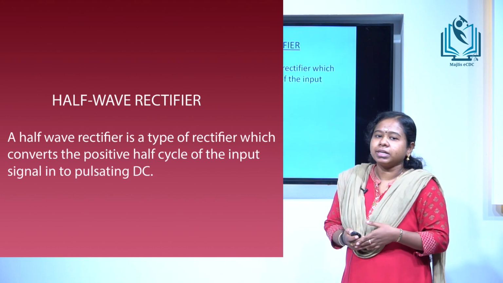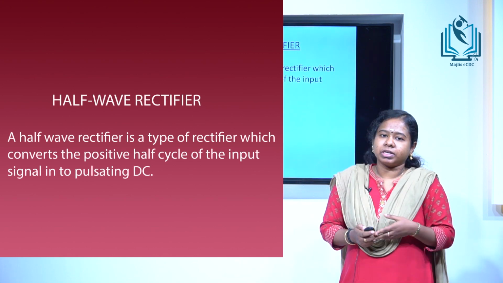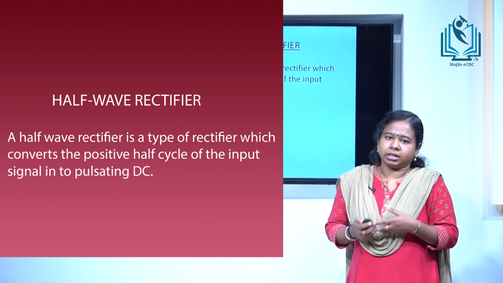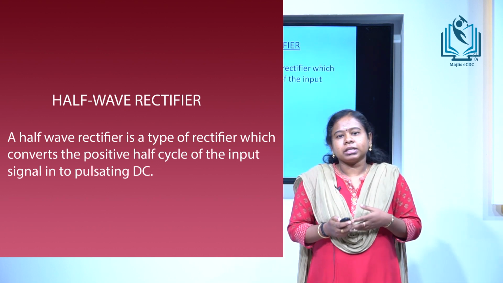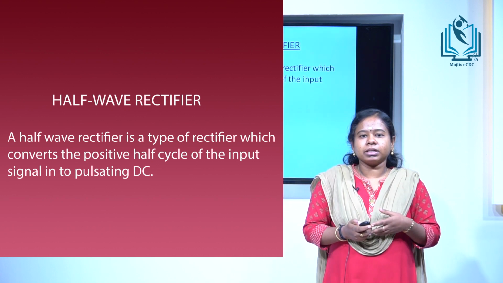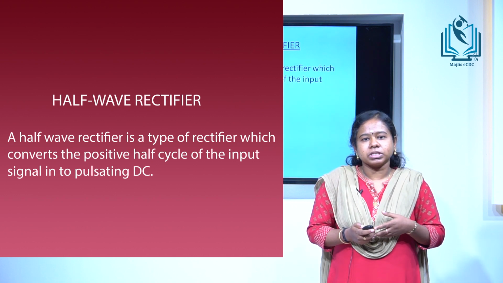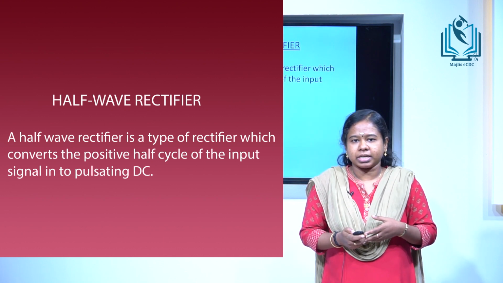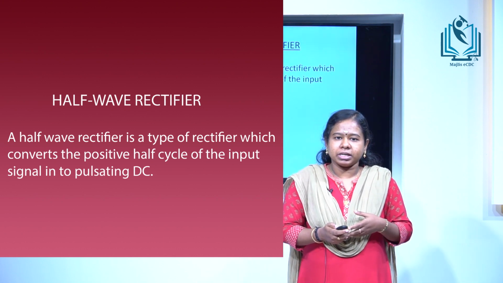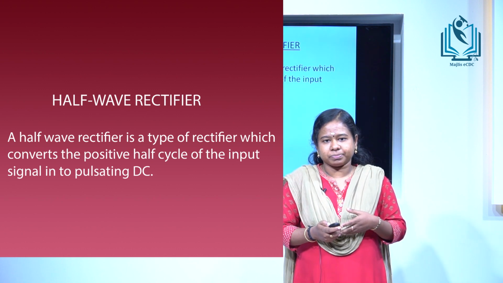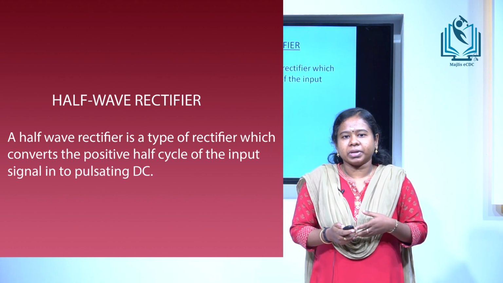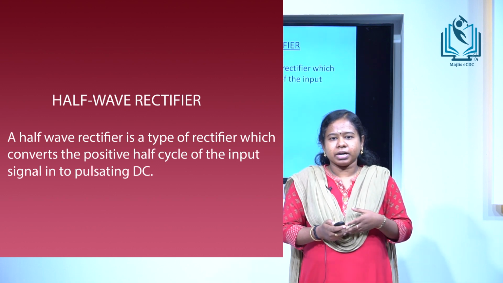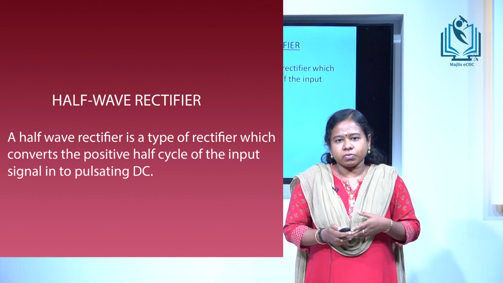A half-wave rectifier is a type of rectifier that converts the positive half cycles of AC input voltage into pulsating direct current. That means in half-wave rectification, the rectifier conducts current only during the positive half cycles of AC input signals. The negative half cycles are suppressed. During the negative half cycles, there is no current conduction, so there is no voltage obtained across the load RL. In this way, the current always flows in one direction through the load RL.